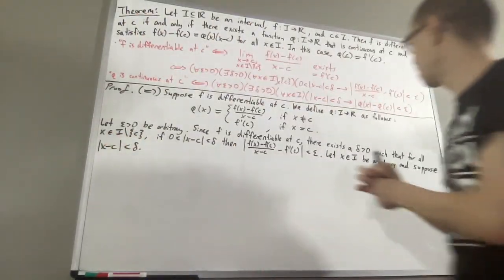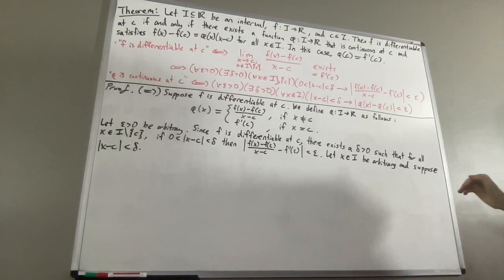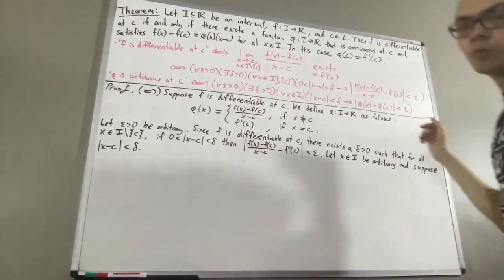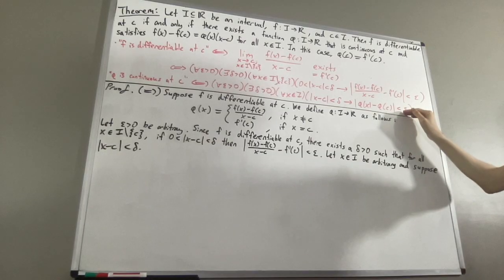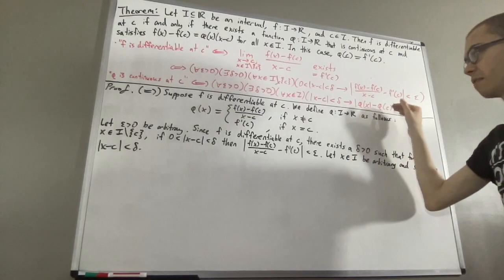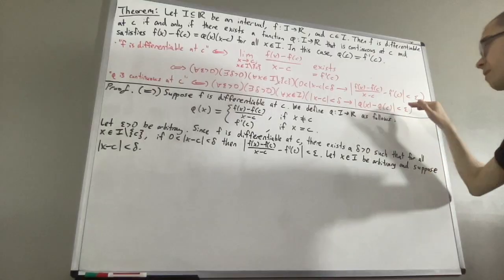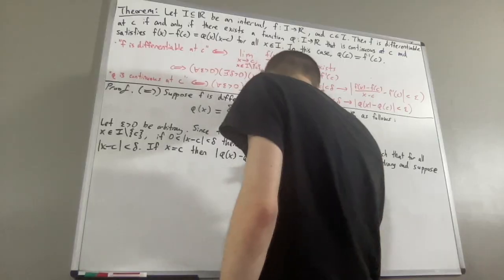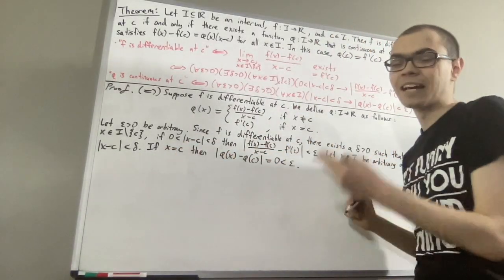From here, we want to show that the absolute value of phi of x minus phi of c is less than epsilon. Now, we're going to split that up into two cases. If x is equal to c, well then clearly the absolute value of phi of x minus phi of c is less than epsilon. Because we would get phi of x minus phi of c equals phi of c minus phi of c, which is equal to 0. The absolute value of 0 is 0, which is less than epsilon. So this covers the case x is equal to c. Now let's consider the case x is not equal to c.